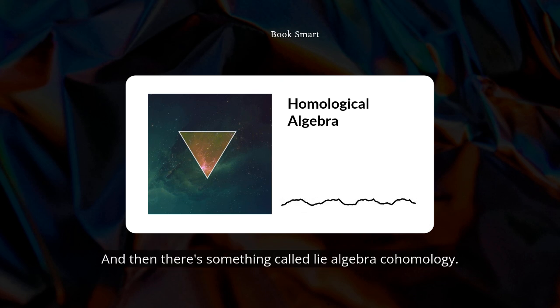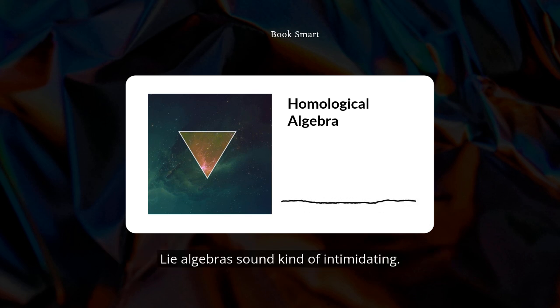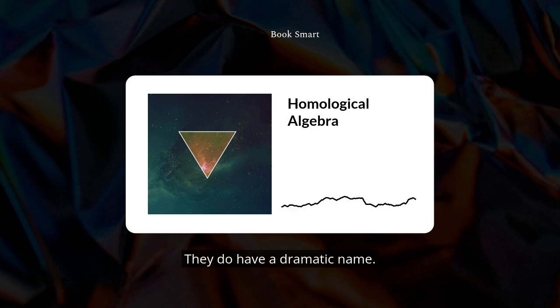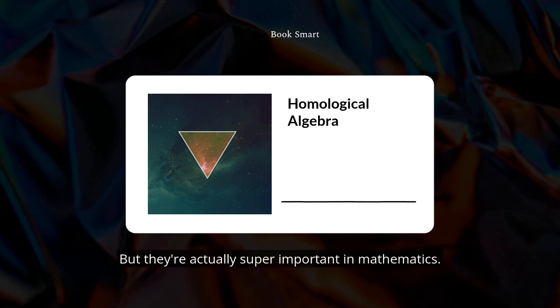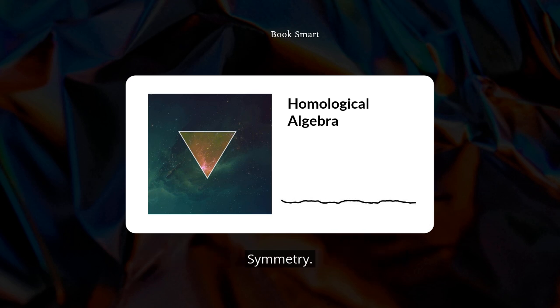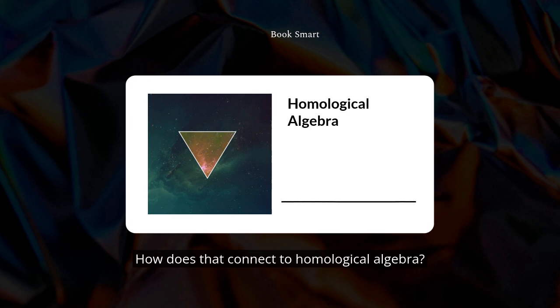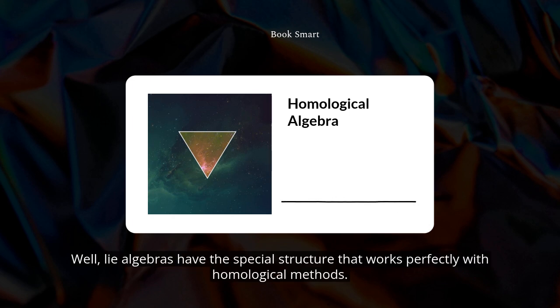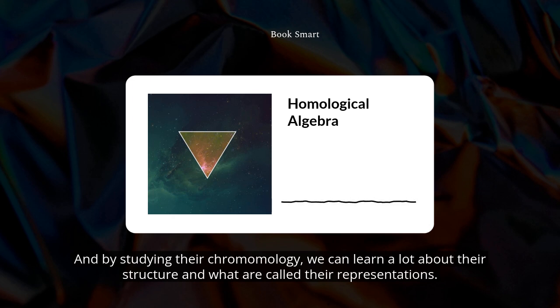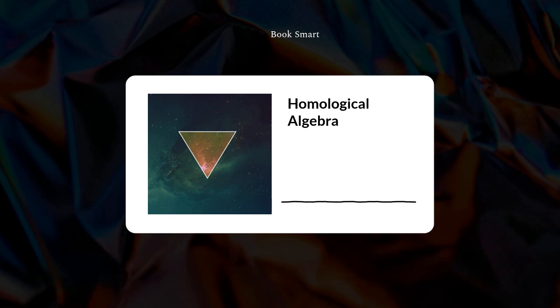That's neat. And then there's something called Lie algebra cohomology. Lie algebras sound kind of intimidating. They do have a dramatic name, right? But they're actually super important in mathematics. Lie algebras are used to study symmetry. Symmetry. How does that connect to homological algebra? Well, Lie algebras have a special structure that works perfectly with homological methods, and by studying their cohomology, we can learn a lot about their structure and what are called their representations.